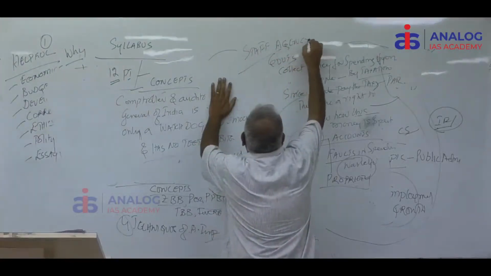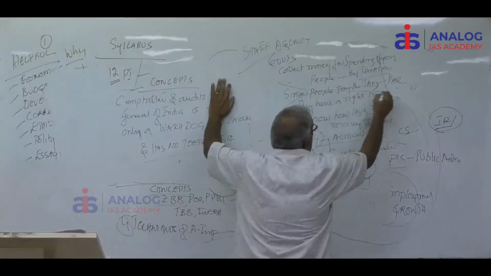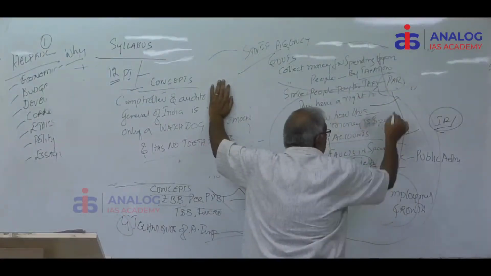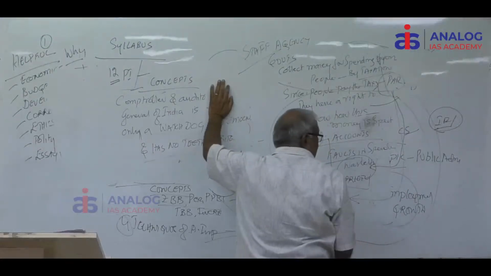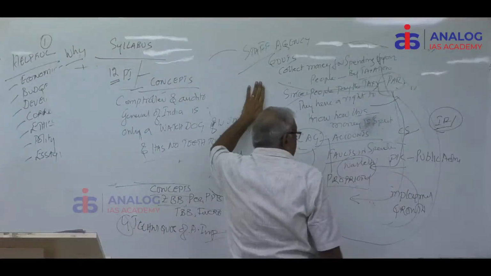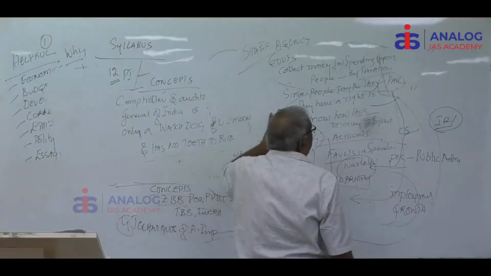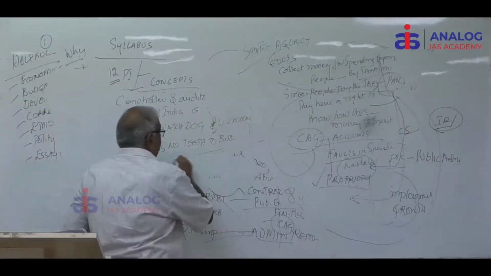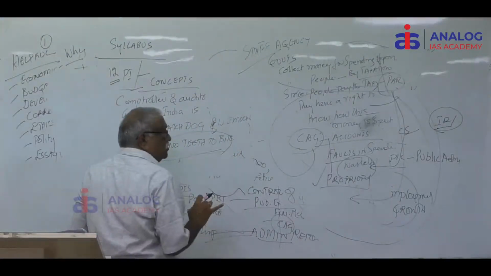So as a staff agency to Parliament, he will only report to the Parliament whether the public money is spent in a wasteful manner, in a useless manner, or in a proper manner. He will give a report. Now, it is the job of the Parliament to punish the executive. That is the reason why we say he has no teeth to bite. He only gives a report.